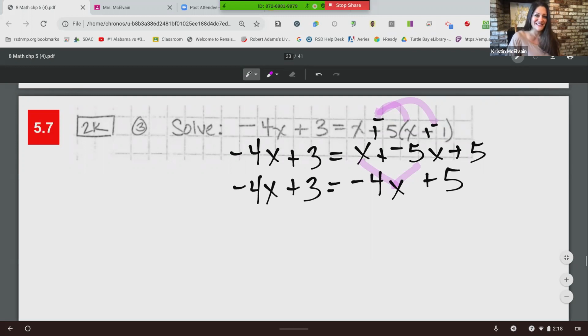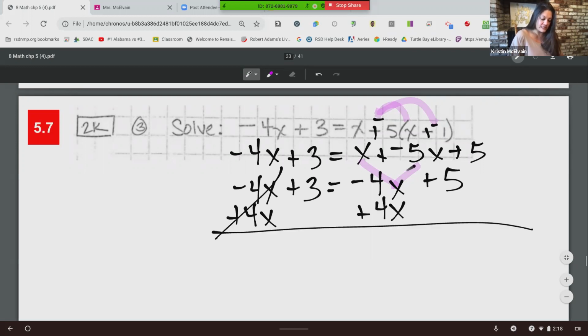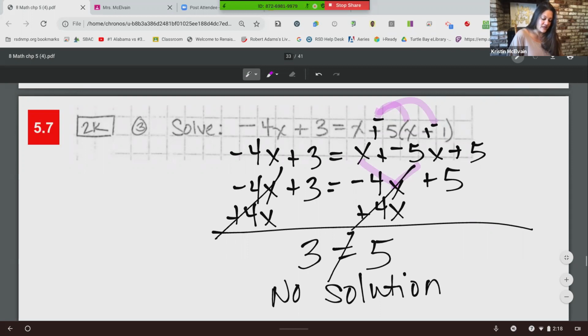Okay. You're starting to see a problem here. Let's add 4x to both sides. Get rid of that. Those cancel out. Leaves us a 3 and a 5, and they are not the same. So that means no solution. All right. So I said, wouldn't it be nice if we could solve other problems so easily? Also, no solution to this problem.